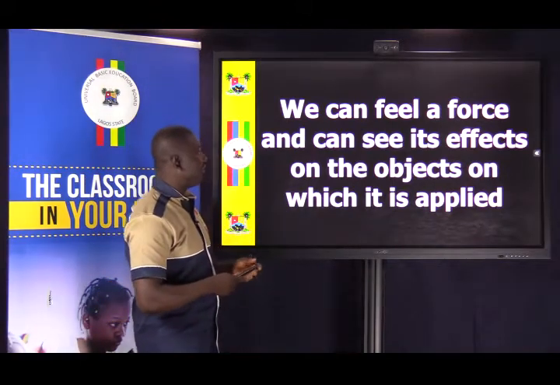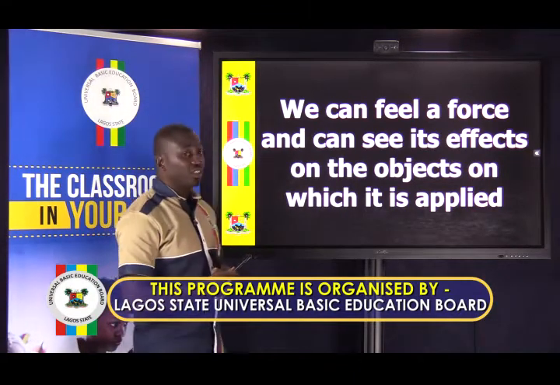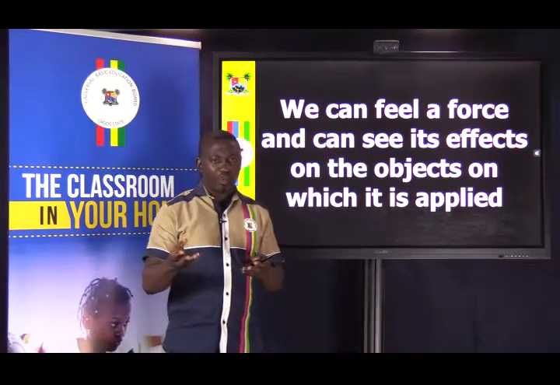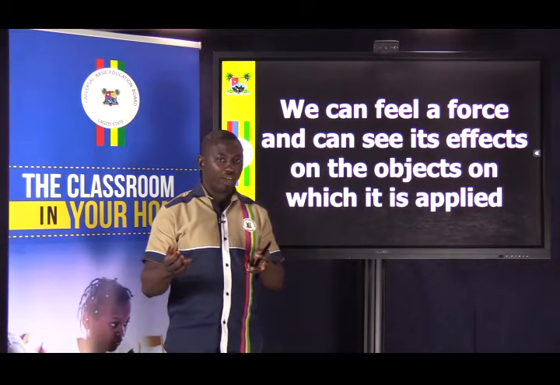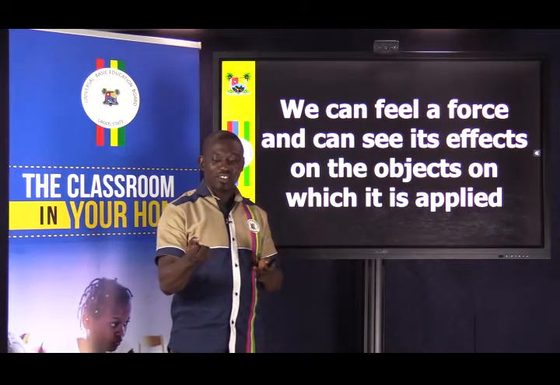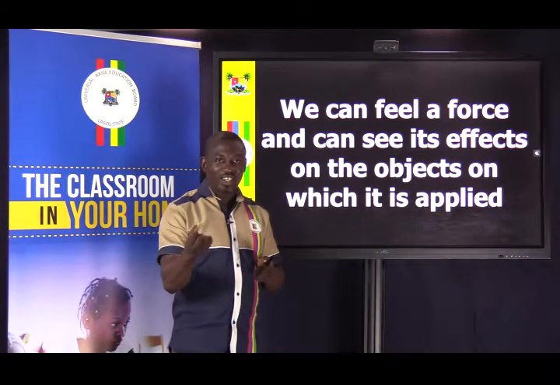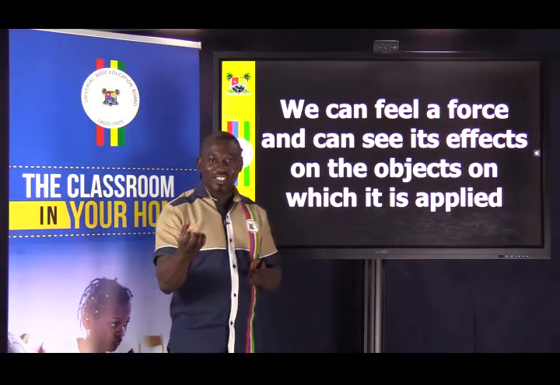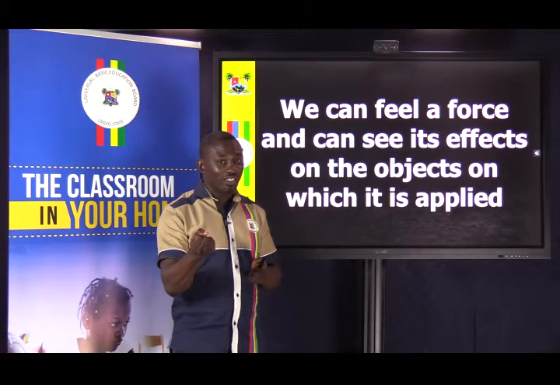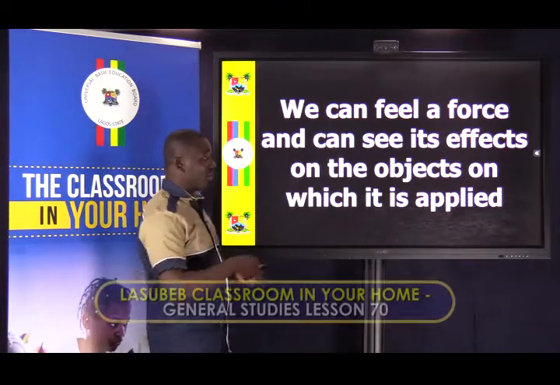We can feel a force and can see its effects on the object on which it is what? Applied. Okay? I want you to pick a piece of paper quickly. Okay, have you done that? Now I want you to hold it with your hand and squeeze it. As you are squeezing it, you can see the effect of the force. You see the paper will get what? Rumpled, isn't it? Yes, that is the effect of the force that you can see on the object.